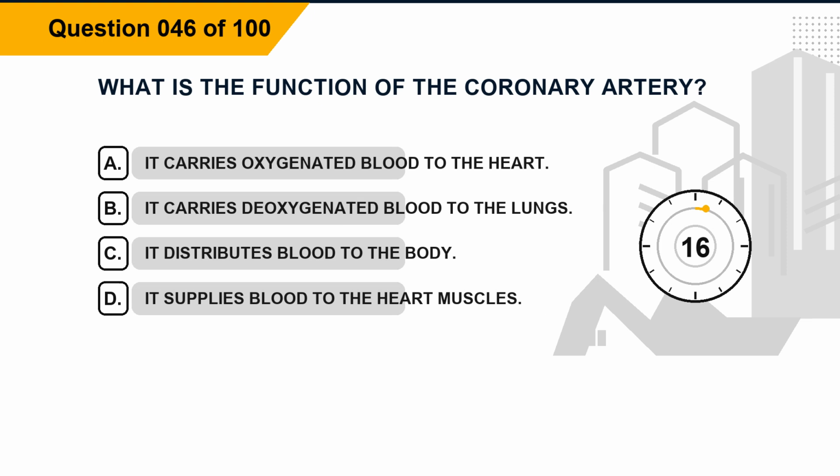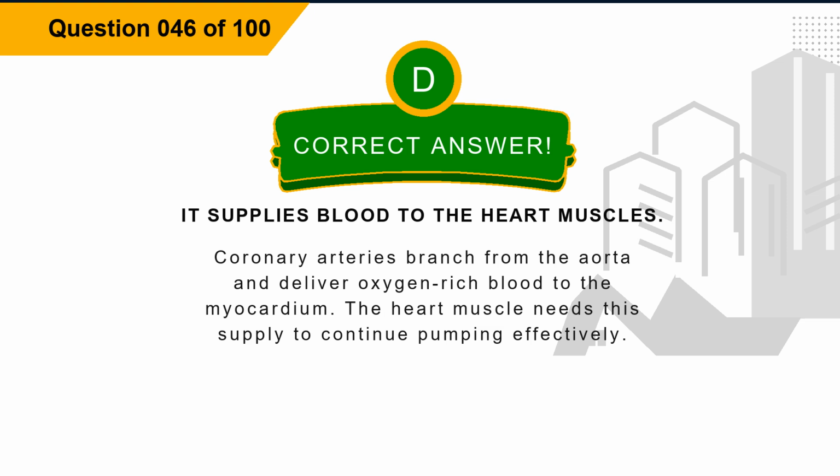Question 46. What is the function of the coronary artery? Option A, it carries oxygenated blood to the heart. Option B, it carries deoxygenated blood to the lungs. Option C, it distributes blood to the body. Option D, it supplies blood to the heart muscles. The correct answer is option D. It supplies blood to the heart muscles. Explanation. Coronary arteries branch from the aorta and deliver oxygen-rich blood to the myocardium. The heart muscle needs this supply to continue pumping effectively.